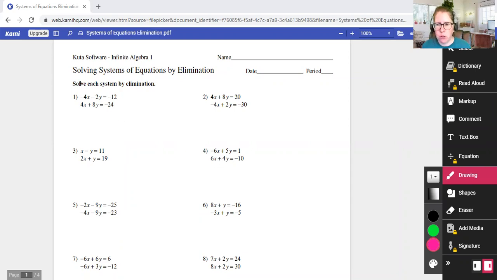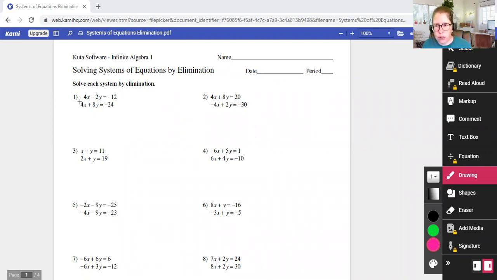This worksheet comes from Kutasoftware, and it is solving systems of equations by elimination. So this is the solving style where you will add or subtract one equation from the other, combine them, so that one of the variables is eliminated.